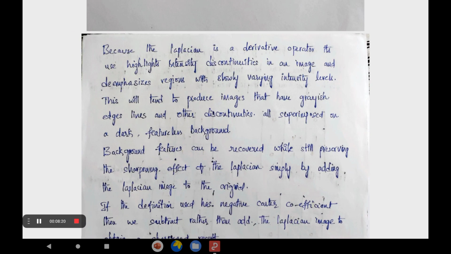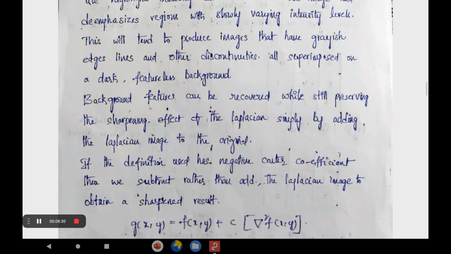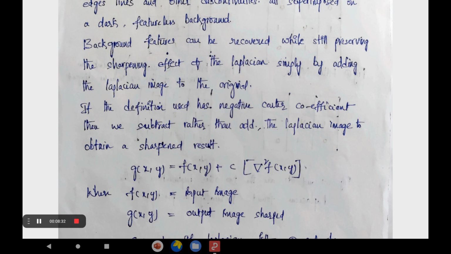Because of the Laplacian derivative operator, it highlights the intensity discontinuities in the image. Therefore, it is also used for identifying edges. One drawback of the Laplacian filter is that it is very sensitive to noise. So if you want to use the Laplacian filter, first you have to smoothen the image, then you can apply the Laplacian.